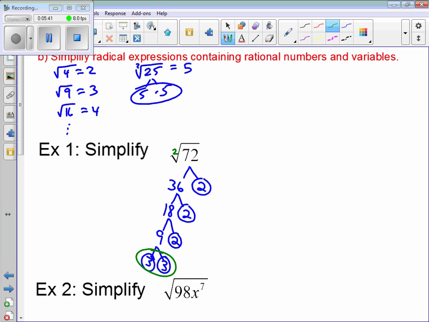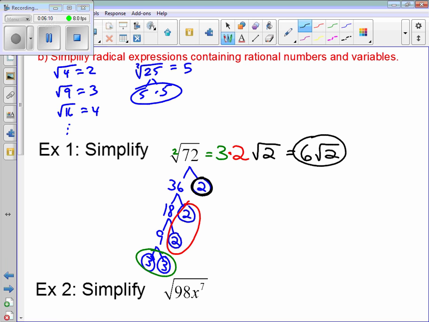What you do, every time you have a pair, you write it once. I have a pair of 2s. It doesn't matter which pair you circle, and it's going to be multiplied. And I have another 2, but this 2 here doesn't have a pair, so it stays underneath the radical. So my final answer is 3 times 2 is 6, square root of 2.